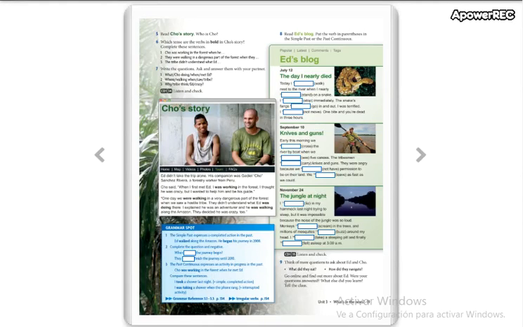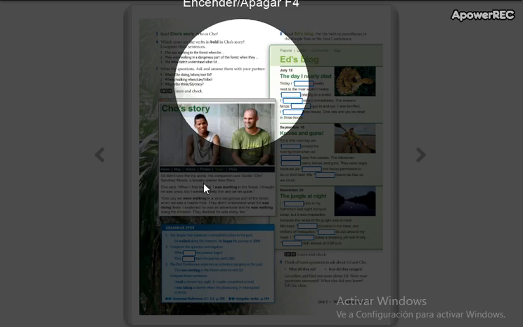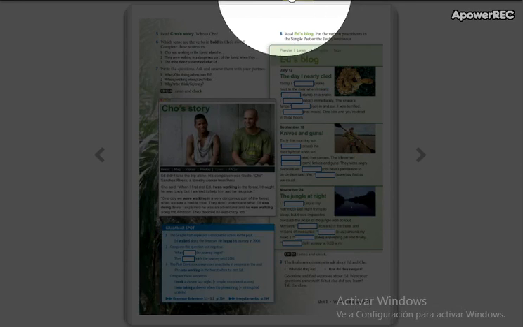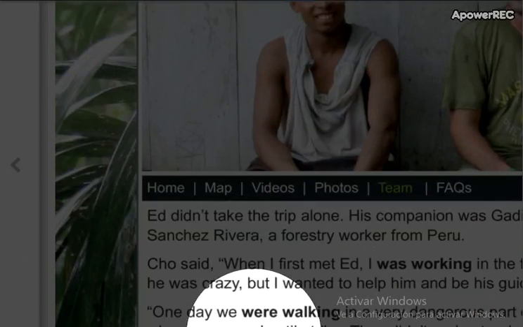Hello, low intermediate one. Today we are going to start working with your books. Please open your student books to page number 19. Page 19 is over here. Yes, there you have 19. If you can see it very well, I'm going to make it bigger.